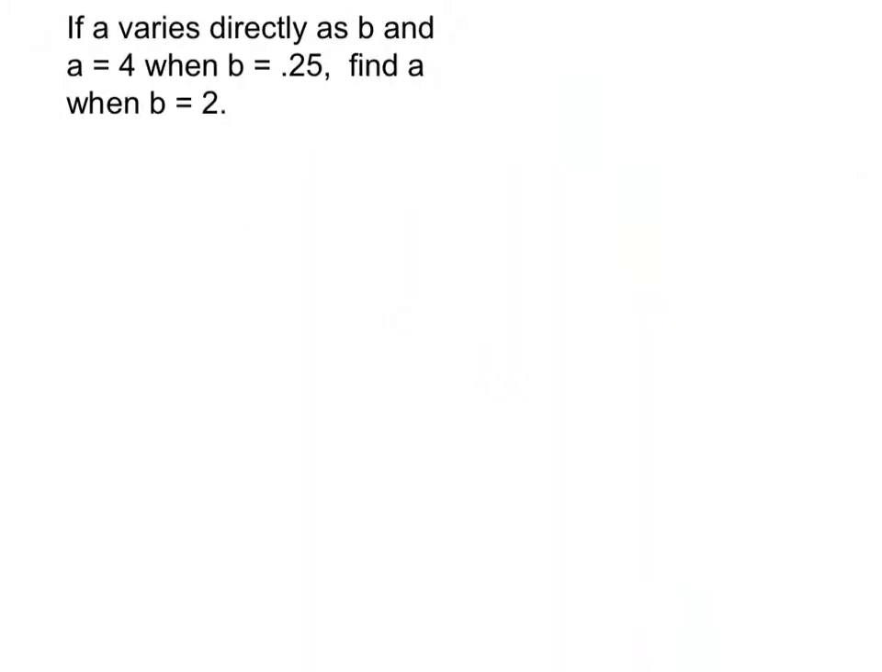So let's try that problem again. We're going to do it two ways. The first time we're going to find the answer to the problem by first writing down my direct variation equation. So we want to come up with our y equals kx equation. So in order to come up with that, I'm just going to take my y and divide it by x.